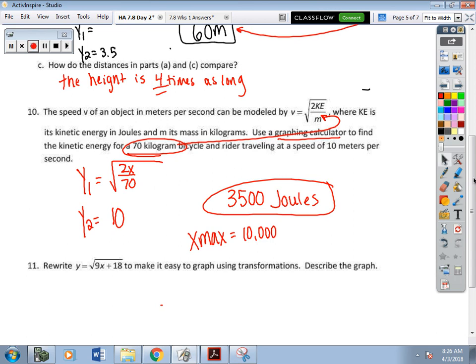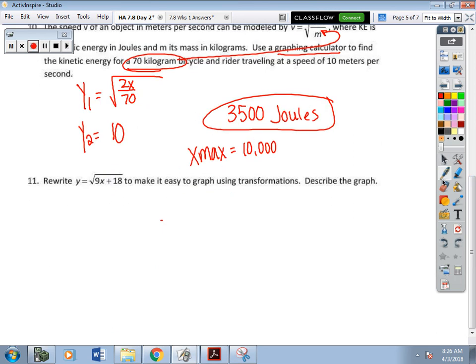Last 2 questions ask us to rewrite a square root function to make it easier to graph using transformations. Remember, transformations are your stretch, your shrink, your shift, or your reflection. Now, the reason you can't tell me right now what the transformations are is that we have this little number in front of the x, which is not a stretch or a shrink. The stretch or the shrink, you'll remember, is outside the square root function.